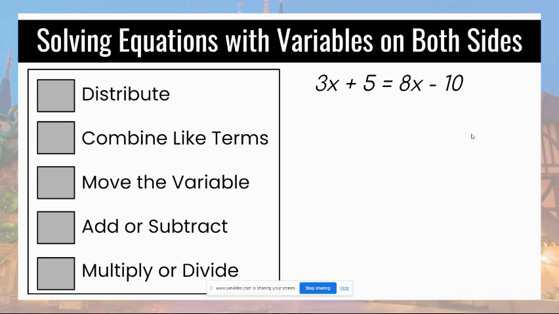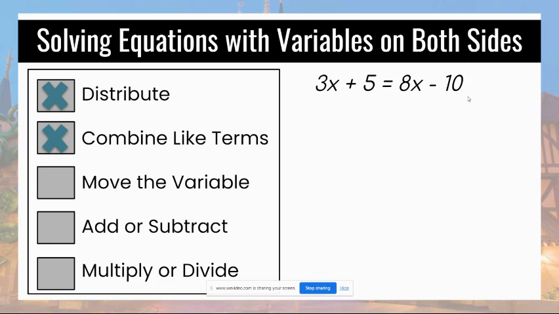Here I have 3x plus 5 is equal to 8x minus 10. Well, here there's no parentheses, so I have nothing to distribute. On the left, I cannot add 3x plus 5, and on the right, I cannot combine 8x minus 10, so I can't combine like terms. However, I can move the variable because I have a variable on both sides.